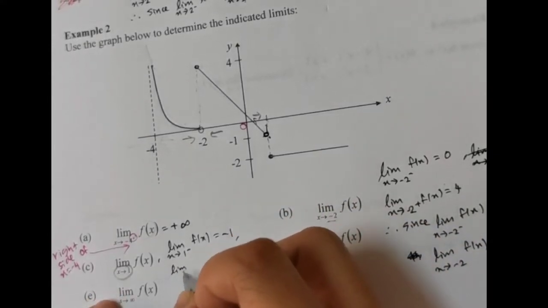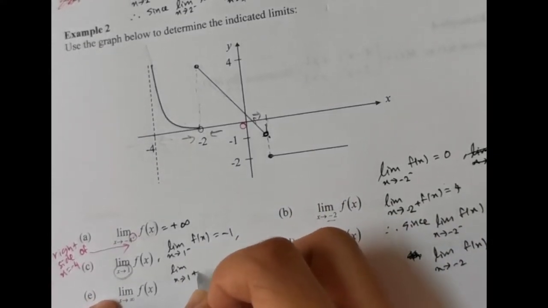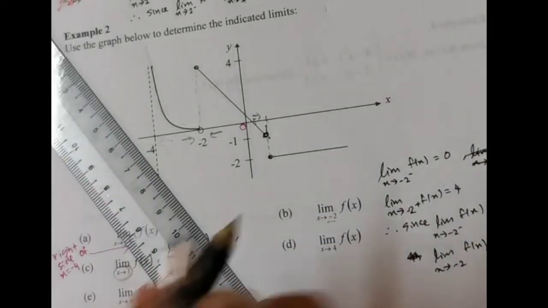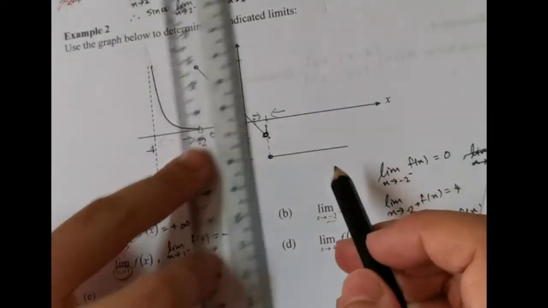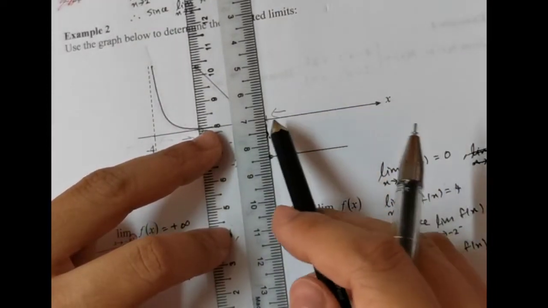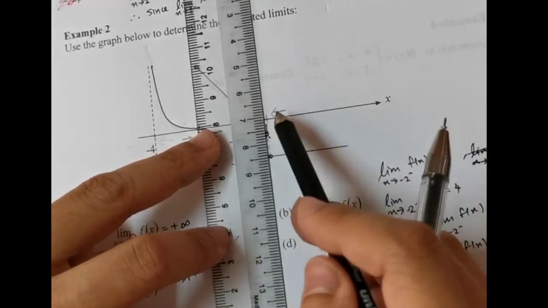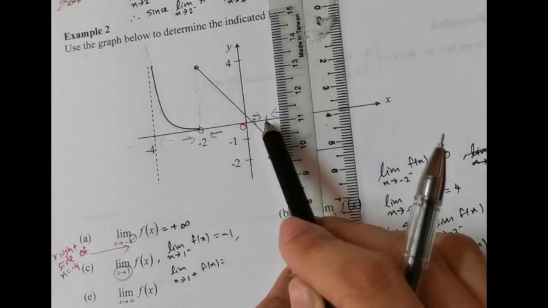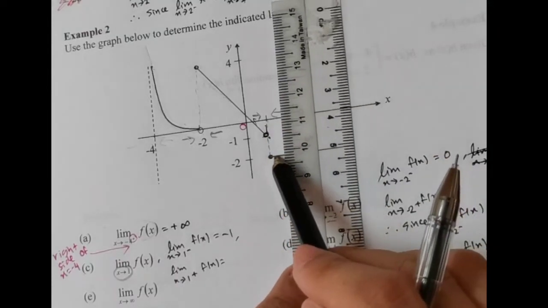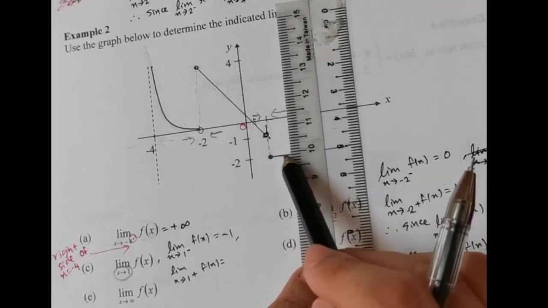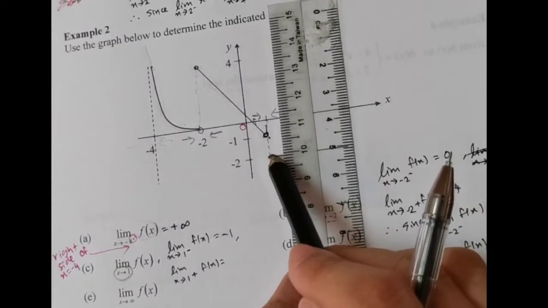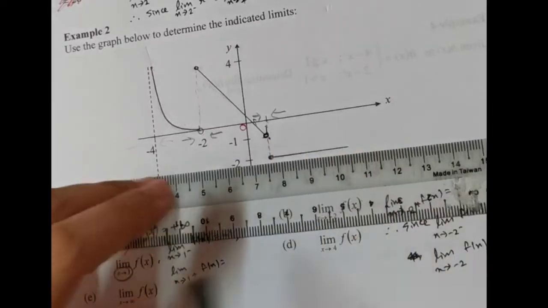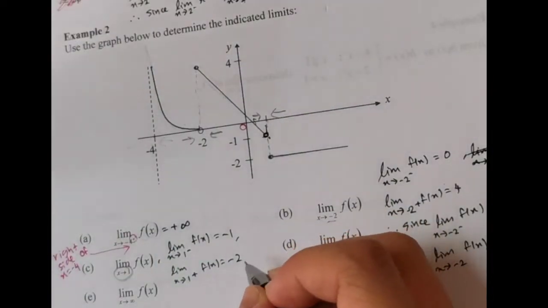Now we have to check what is the limit from the right side of x equal to 1. So from the right side of x equal to 1, look at the right side of 1. What is the graph? So this is the graph which approaches to the right of 1. For this graph, as you can see, the value of y here is negative 2. So you write negative 2 here.